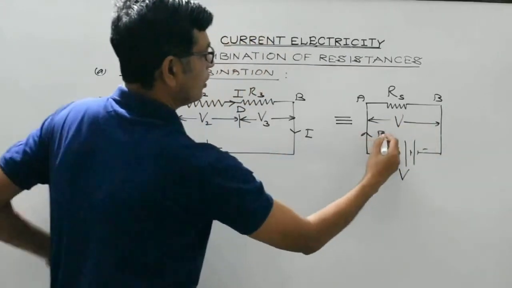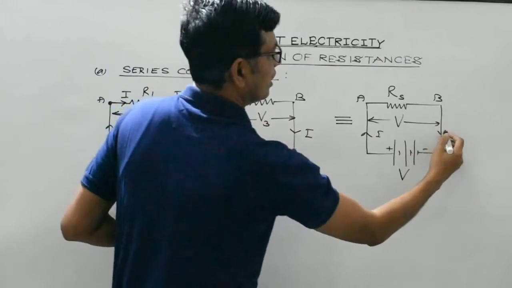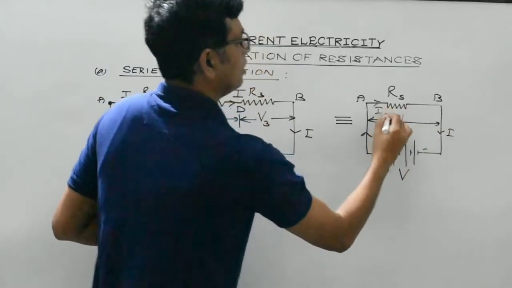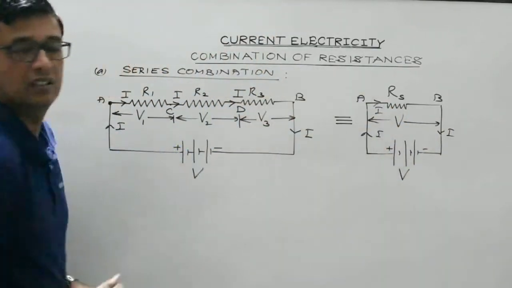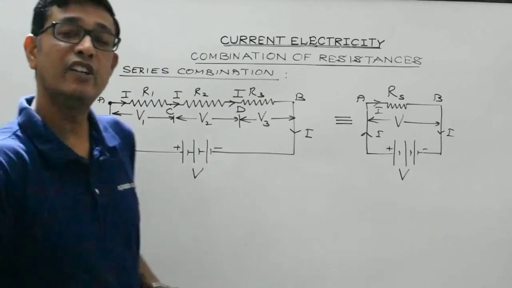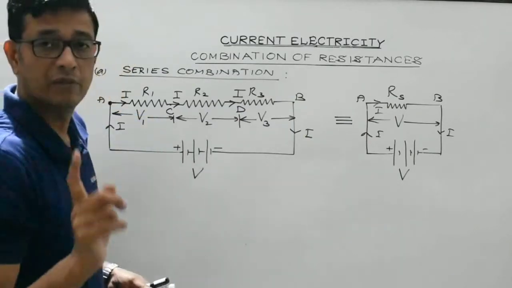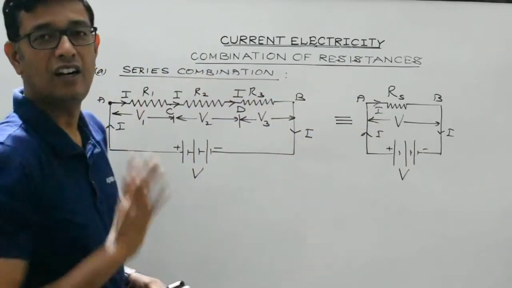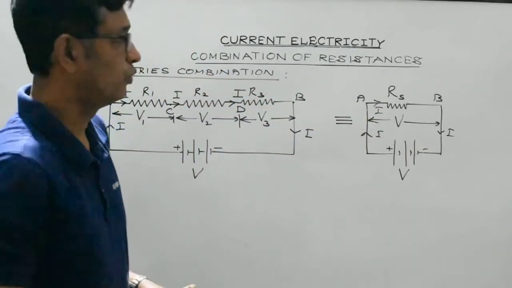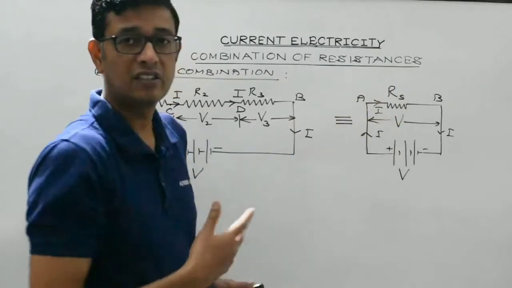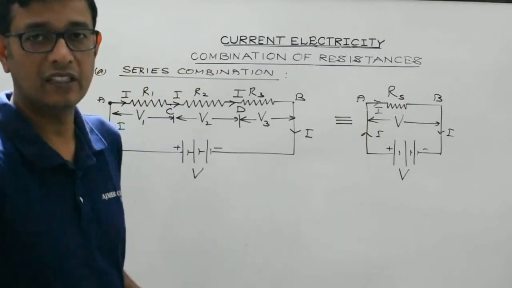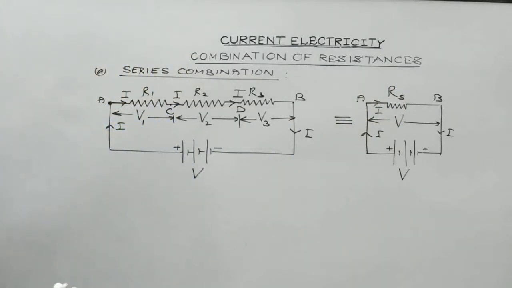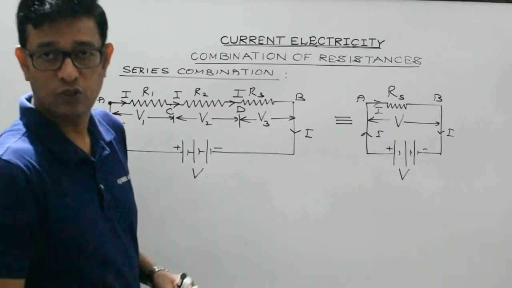And what's the current flowing? What's the net current flowing through the circuit? It is I. This is simply the equivalent circuit, right? So what we intend to do is, we need to determine a relationship between RS and R1, R2 and R3, right? So we need to determine the equivalent resistance in the series grouping of resistances. For that, let's make use of Ohm's law.